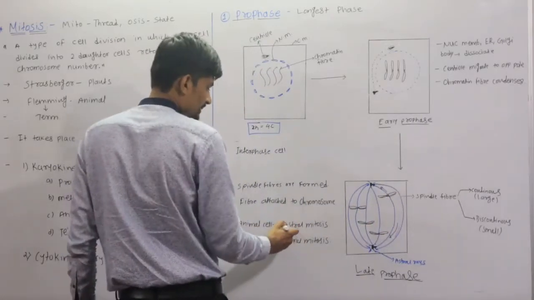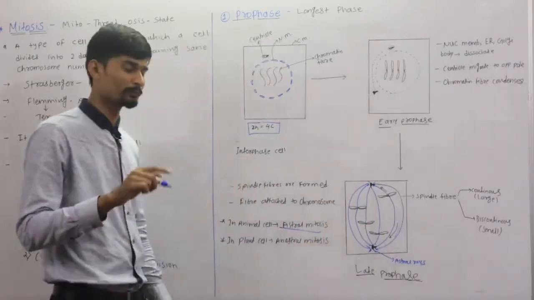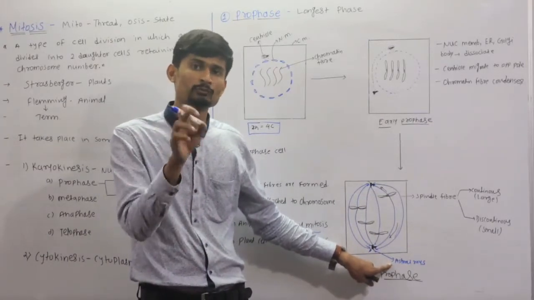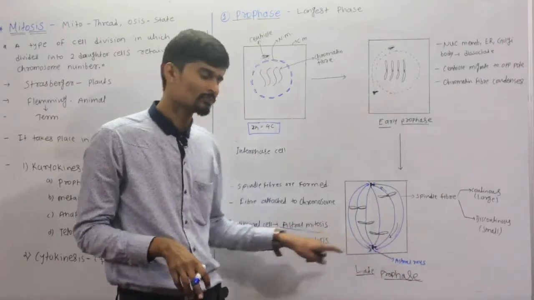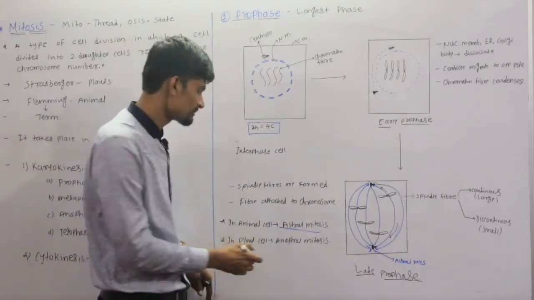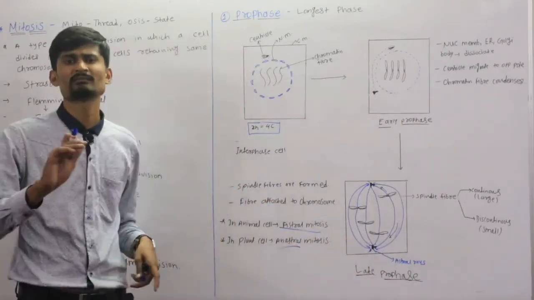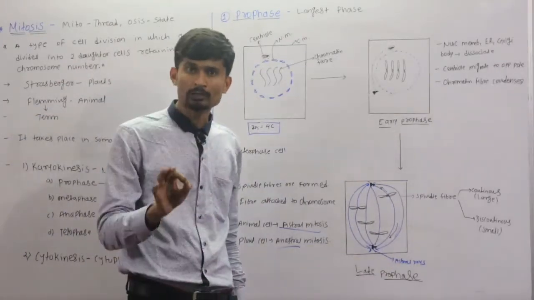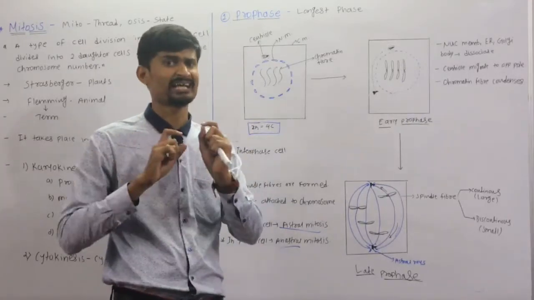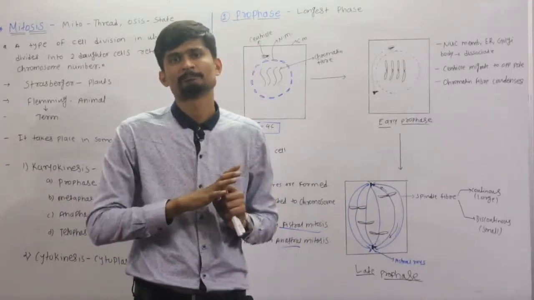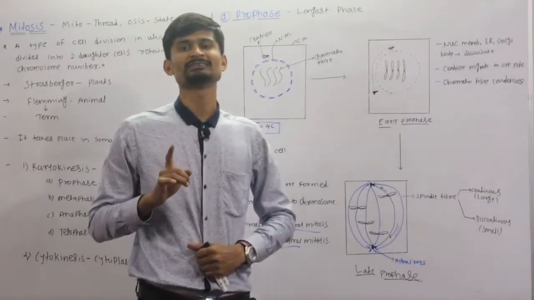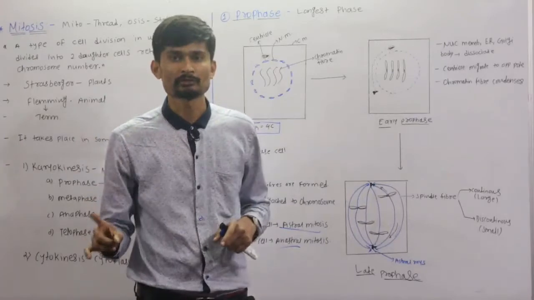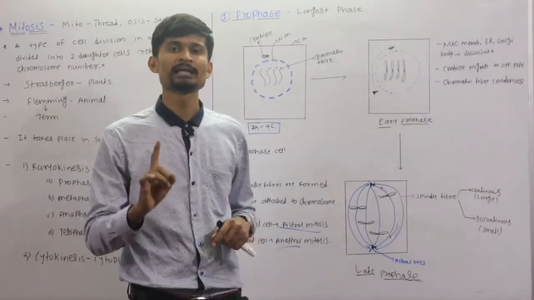So in animal cell, it is an astral mitosis, means there is a formation of these astral rays. We are considering here the animal cell, that's why I am showing the astral rays. But in plant cell, it is an anastral mitosis, means there is no rise of astral rays. So this is the important difference between the plant and animal cell that you have to remember. In animal cell, the mitosis is an astral mitosis, and in plant cell, it is an anastral mitosis, means there is no astral rays formation.